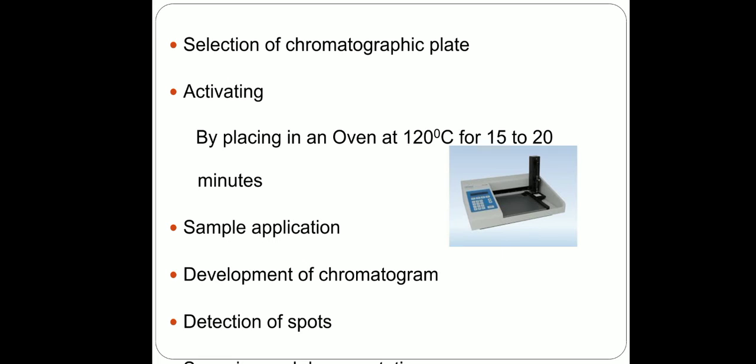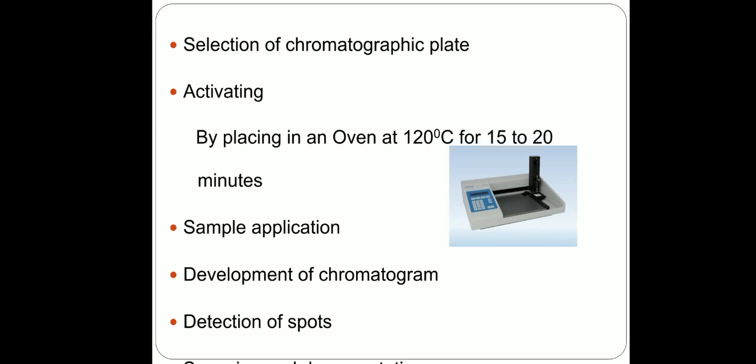Then selection of chromatographic plate. First we have to select the chromatographic plate, that is like TLC plate. These are also like our TLC plates. So first we have to select the TLC plates, then activating that. Activating means we have to remove the moisture present in that plate by placing in an oven at 100 to 110 degrees Celsius or 120 degrees Celsius for 15 to 20 or up to 30 minutes.